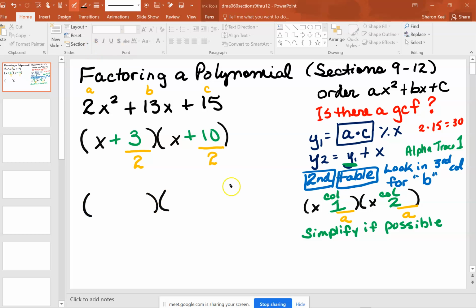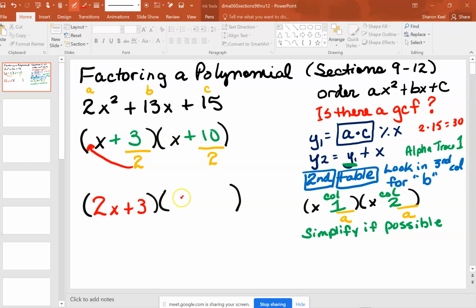In the first one, the fraction 3 over 2 is not going to reduce. If it does not reduce any further and it doesn't become a whole number, I'm going to take this denominator from the bottom, move it up in front of the x. So my final answer is going to be written as 2x plus 3. The 10 divided by 2 is going to reduce to the number 5.